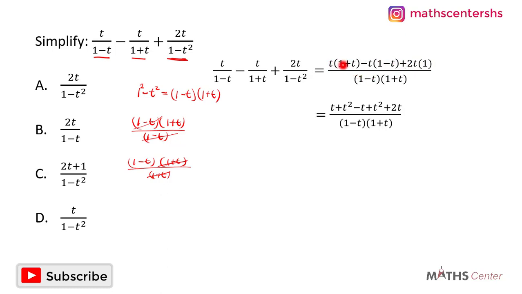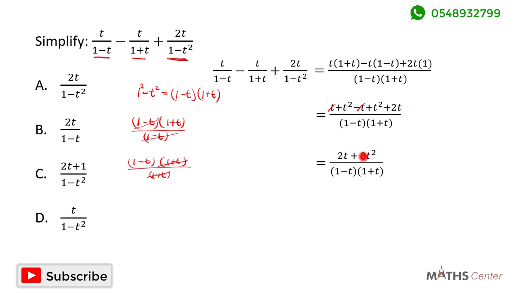T times 1 will give us t. T times t will give us t squared. Negative t times 1 will give us negative t. Negative t times negative t will give us positive t squared. Then 2t times 1 will give us 2t. We already have the denominator here, 1 minus t, 1 plus t. T minus t will give us 0. So that is off. T squared plus t squared will give us 2t squared. And so the numerator will be 2t plus 2t squared.